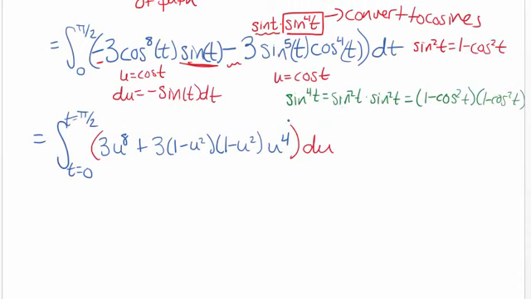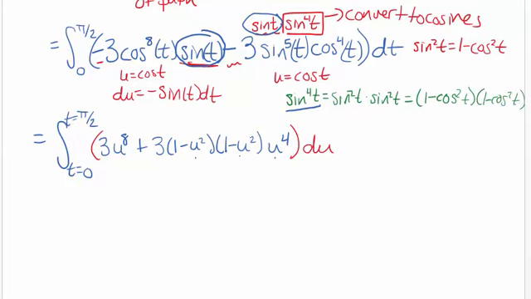Okay, so I've written this out a little bit. The sine to the 4th here, I'm going to break up as sine squared times sine squared and convert that into 1 minus cosine squared times 1 minus cosine squared. The extra sine in each of these is going to be the du piece, that negative sign. So I end up with a positive 3 u to the 8th from the first piece, and then another positive 3 times 1 minus u squared, 1 minus u squared, u to the 4th. And keep in mind, all of these u's are coming from those cosine t's.